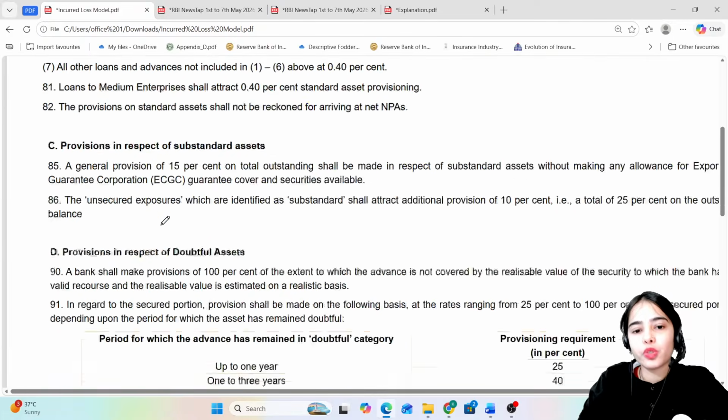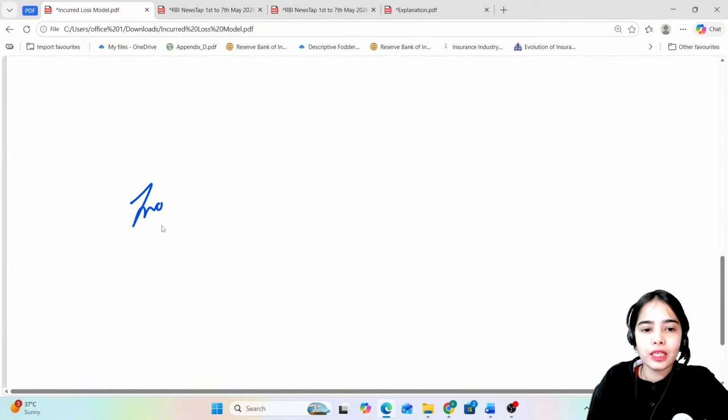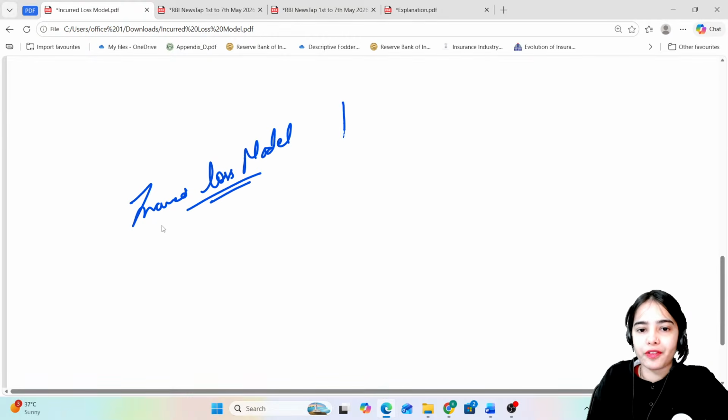Now previously what used to happen was that the incurred loss model was being used.